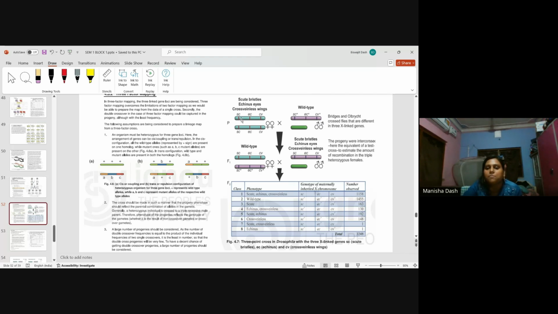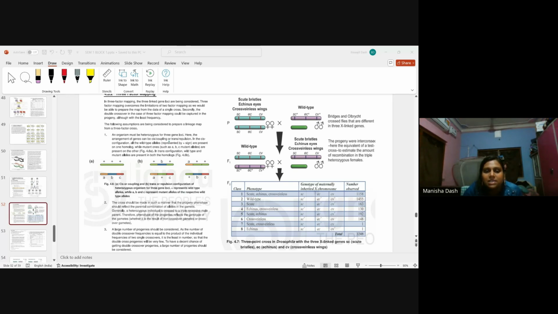So if you observe a cross like this, this parent will give this gamete combination, and from this parent you will have this gamete as well as this chromosome. This is a Y chromosome, so you will not get any multiple combinations here. But here, as each gene pair is heterozygous, you can have different recombinations. So if you look into the problem, whatever is mentioned here, you can have different numbers like this.